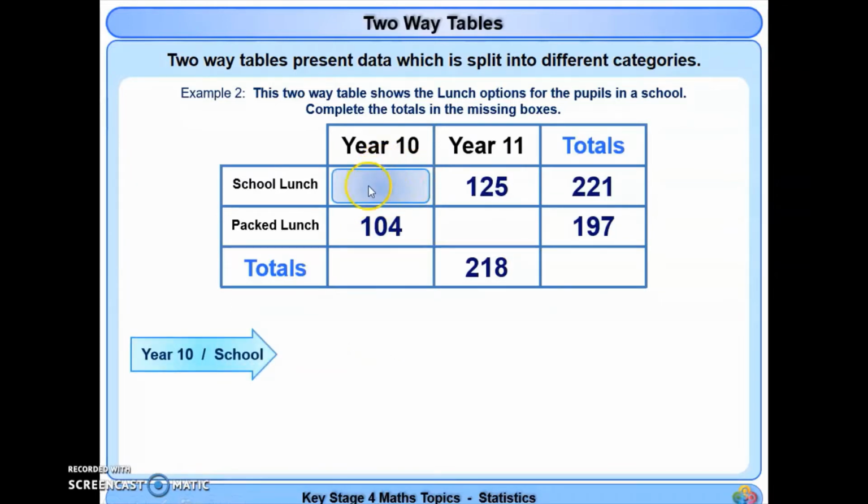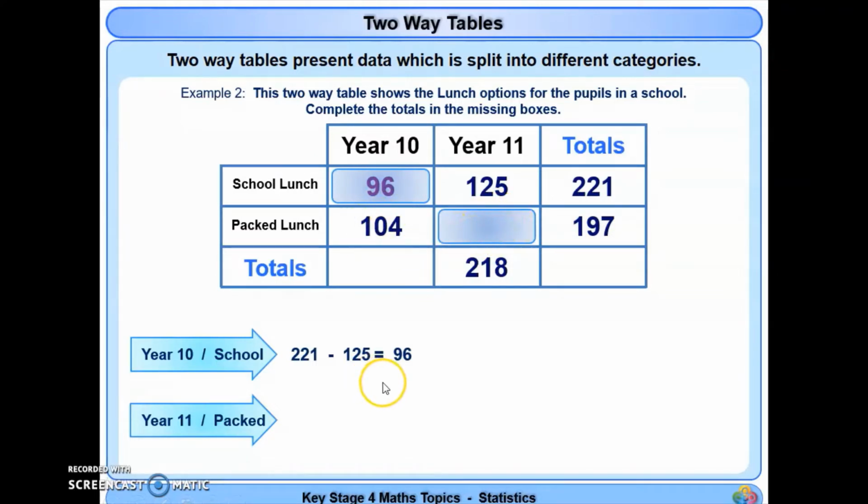To find the amount of year 10 students who took a school lunch, we're going to do a subtract here, telling me that 96 year 10s took a school lunch. For year 11's packed lunch, this time we're still going to do a subtract. 197 subtract 104 is going to give me this value here. 93 year 11s took a packed lunch. Now I need to find my total of year 10 students by adding 96 and 104.